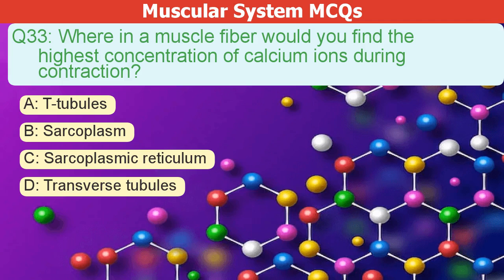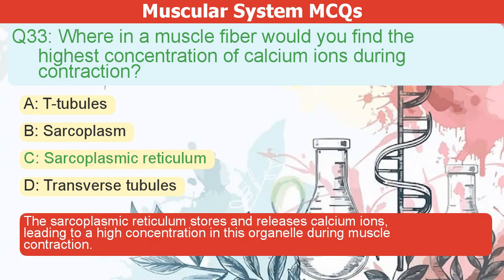Where in a muscle fiber would you find the highest concentration of calcium ions during contraction? A. T-tubules. B. Sarcoplasm. C. Sarcoplasmic reticulum. D. Transverse tubules. The correct answer is C. The sarcoplasmic reticulum stores and releases calcium ions, leading to a high concentration in this organelle during muscle contraction.